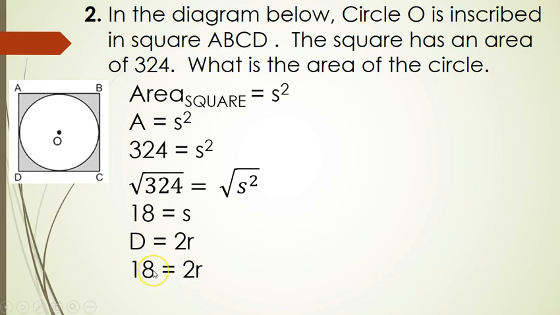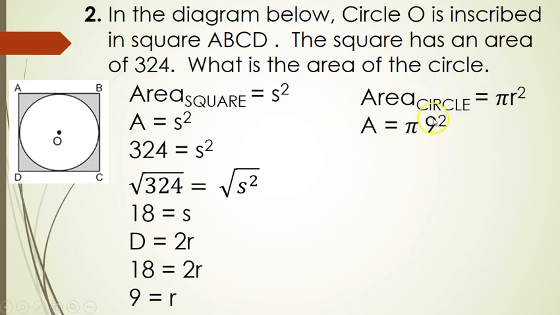So diameter is equal to 2 times r, so we know the diameter is 18 because a side is 18. Then we're going to divide both of these sides by 2, and that gives us 9 for the radius. So then when we're looking for the area of the circle, the area of the circle is pi r squared. So that's just going to be 9 squared times pi, which is 81 pi.